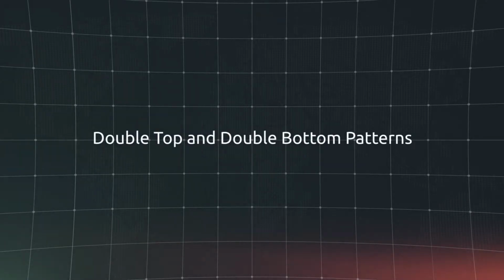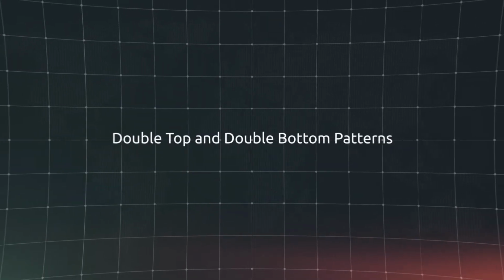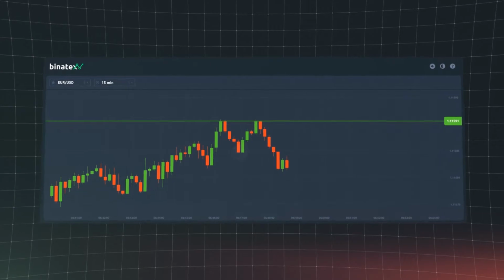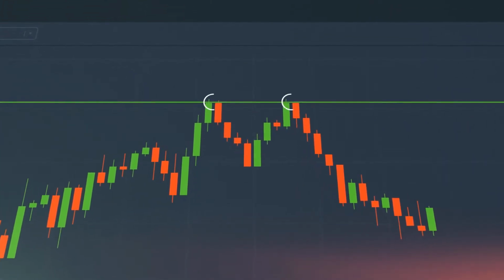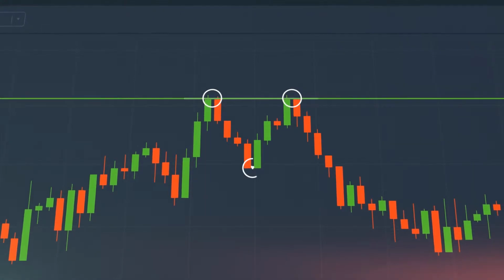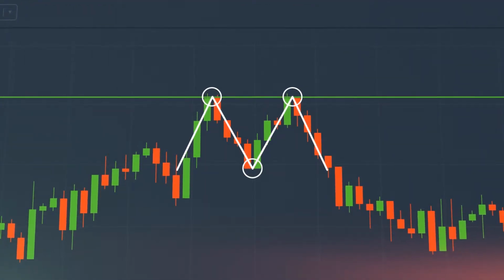Double top and double bottom patterns. The double top pattern is made up of two tops, which are located almost at the same level, and a neck. Tops touch the resistance level, which the price was not strong enough to break through. The neck forms the supporting level.